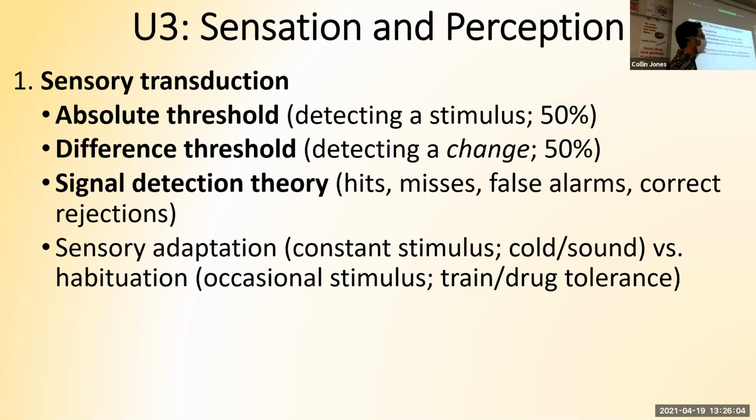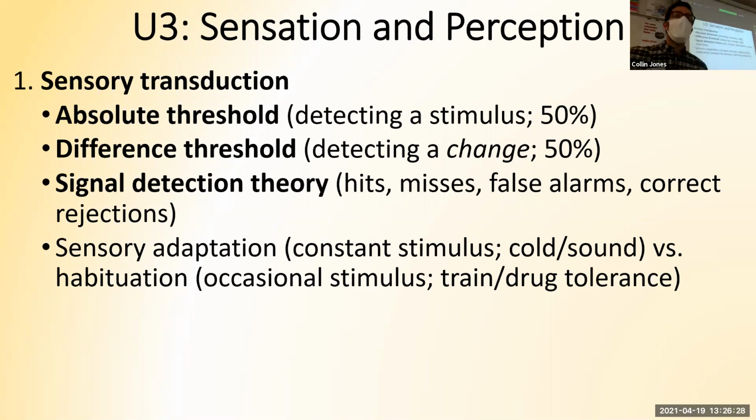We have sensory adaptation and habituation. These words mean different things, but they're similar. Both of them are your brain and body getting used to some sort of stimulus, but adaptation is your brain getting used to a constant stimulus, like you jump into water that's a little bit cold, or there's a buzzing sound in the background. That's sensory adaptation. Habituation is the train example.